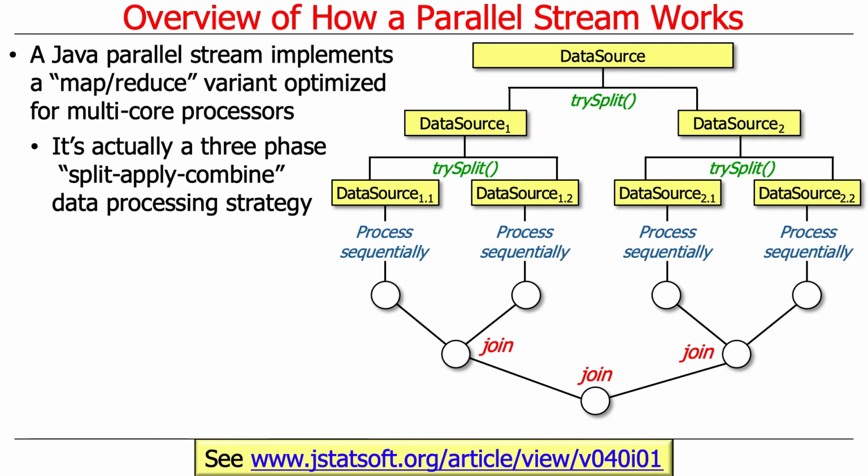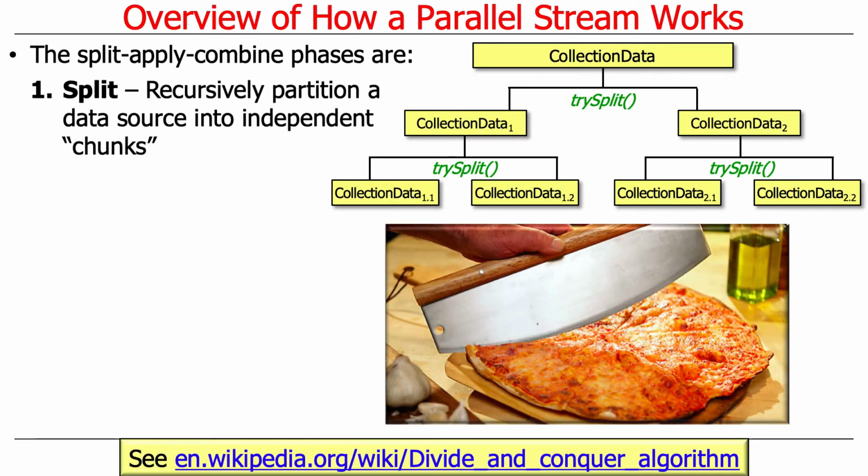As I mentioned a couple times before, MapReduce is one way to look at this, but it's really more of a split, apply, combine data processing strategy, which is described at this link here. So what we're going to do is split, then apply the computations on what we've split up, and then combine the results. So let's take a look at each of those phases.